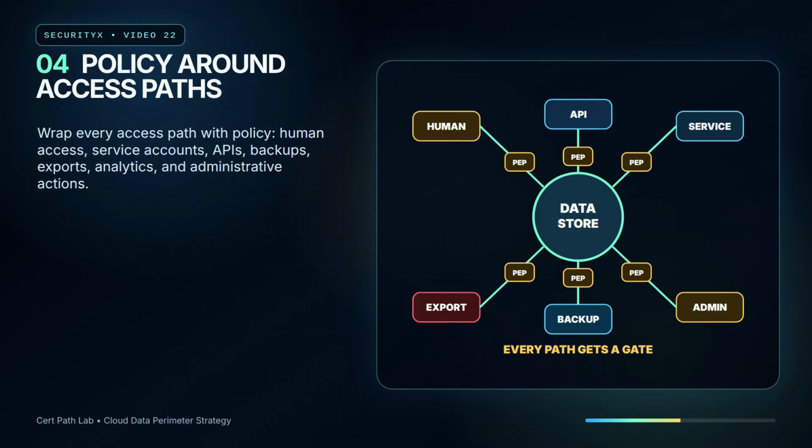After classification, map the access paths. Data is reached by people, applications, service accounts, APIs, backup tools, analytics pipelines, and administrators. Each path needs a policy point that can allow, deny, log, and alert. A strong data perimeter closes the hidden paths too, such as bulk export, unmanaged sync, stale service credentials, and direct storage access that bypasses the application.